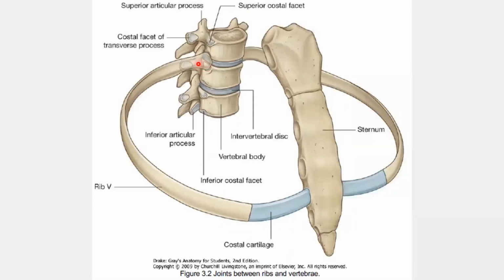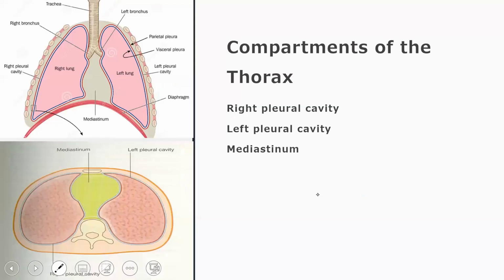So this is how a vertebra is joined to a rib in this way. And here, through the costal cartilage, it joins the sternum. So that way we find the skeletal framework of the thorax. Now when we come inside the thorax, it can be divided into a few compartments. You have the right pleural cavity, the left pleural cavity, and in between them you have the mediastinum. This middle area is the mediastinum.